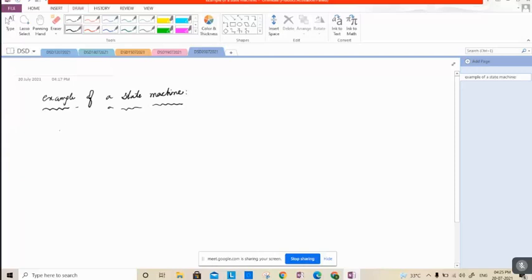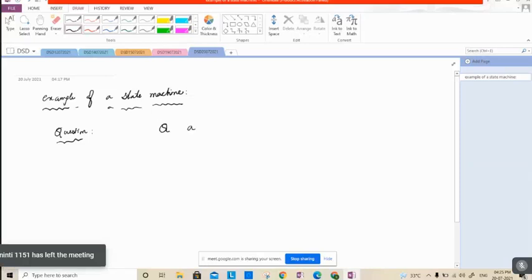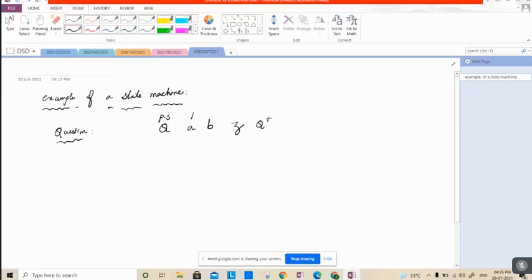Now, first, the question is given in this way. Q is nothing but the present state. A, B are two inputs of a function. Q is the present state and Z is the output, and Q plus is the next state. Q is the present state. A, B are present inputs. Z is the present output and Q plus is going to be my next state.